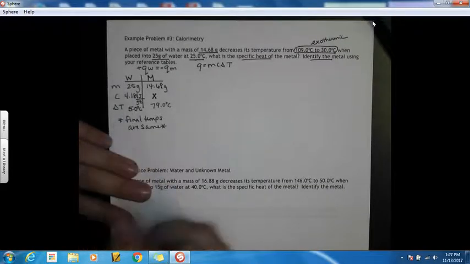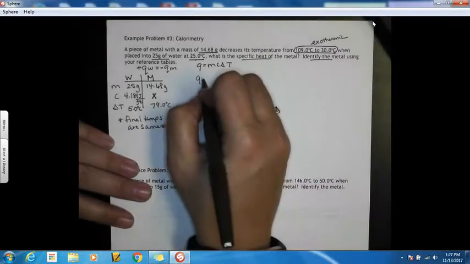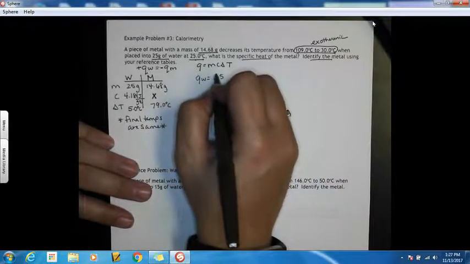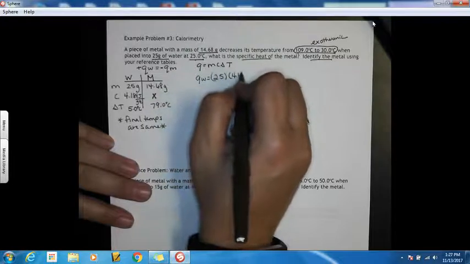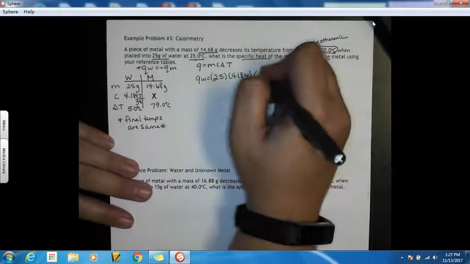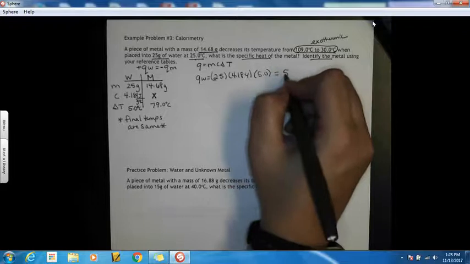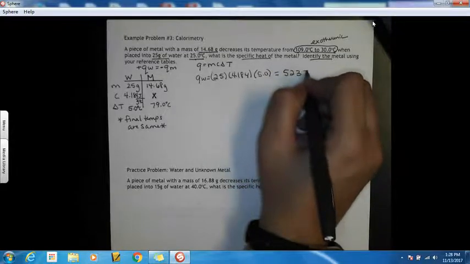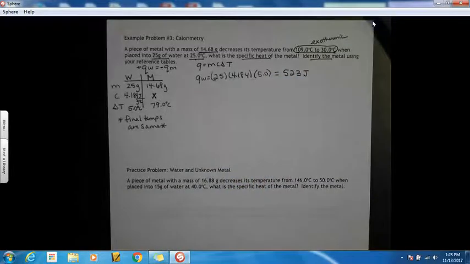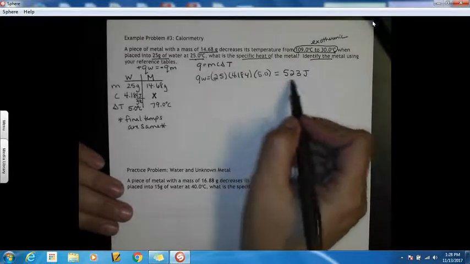So we have the mc delta T information for water, so we can find Q for the water. So let's do that. That's 25 times 4.184 times 5, and that gives us 523 joules. And we're not going to round yet because this is just the middle of our problem. Okay, so the water is gaining this much, right?